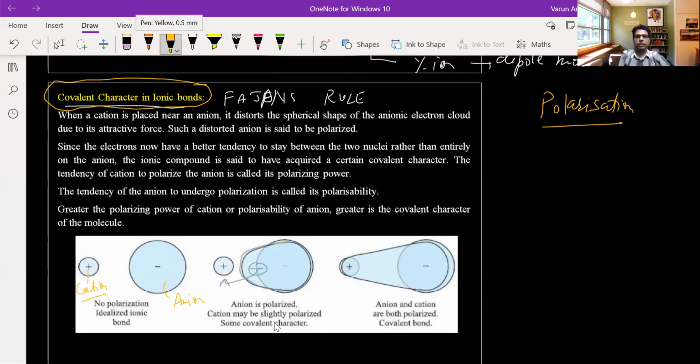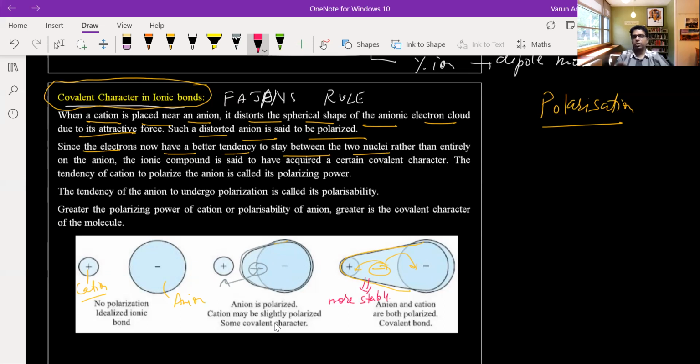So what is polarization? When a cation is placed near an anion, it distorts the spherical shape of the anion's electron cloud due to the force of attraction. Such a distorted anion is said to be polarized, since the electrons now have a better tendency to stay between the two nuclei. So when the electrons of the anion are polarized, these electrons can move in the cation also and on the anion also. When the electrons can move in both, they get more space, so they will become more stable.